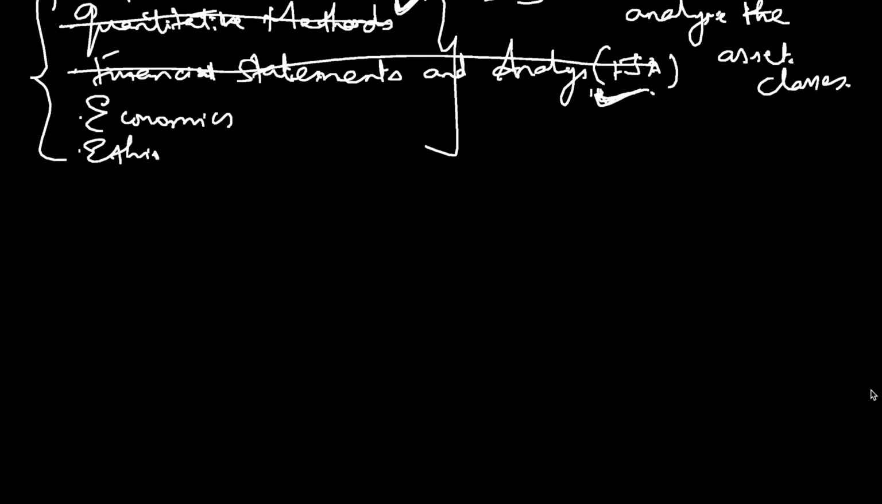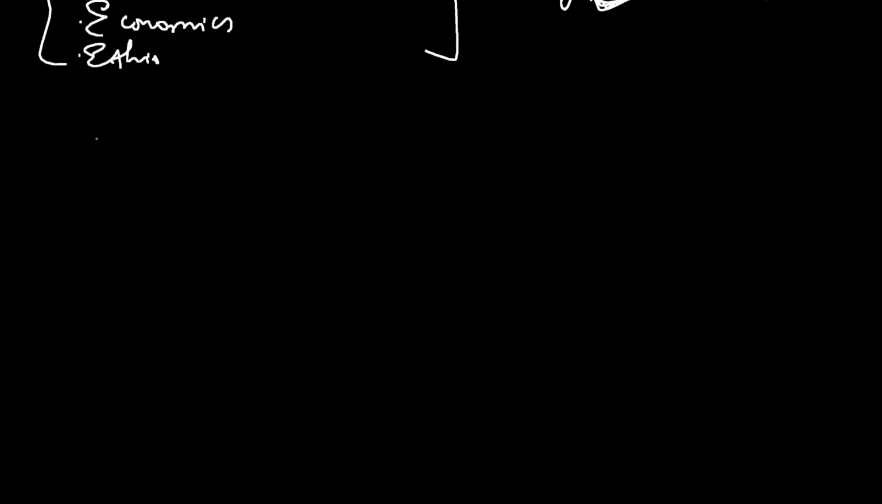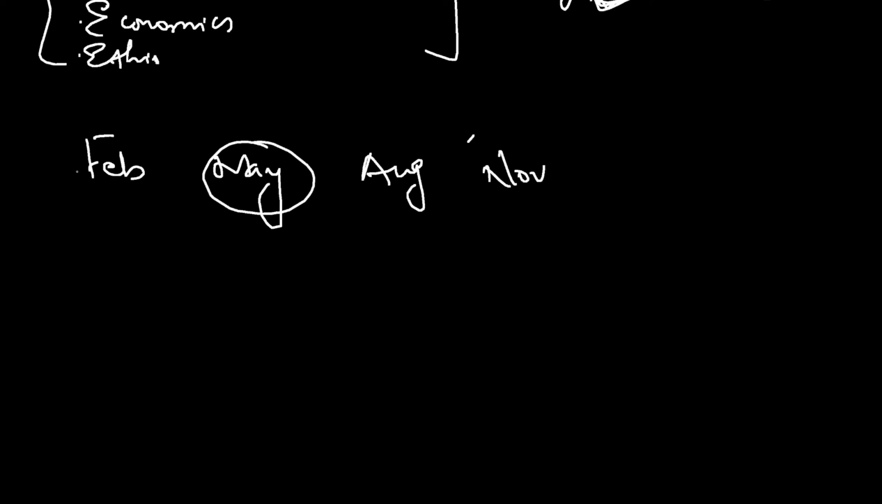Now, when is the exam held? There are 4 windows given for taking exams: Feb, May, August, and then November. So you get 4 windows, and you can select any window out of these. Whichever window you select, you have to register 6 months before the exam date. For example, if you go for May, then 6 months before.